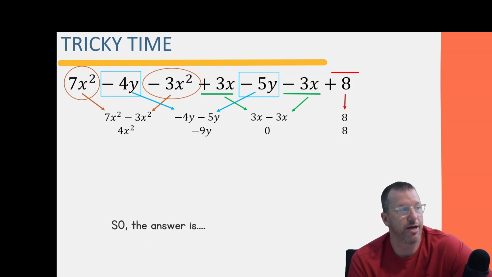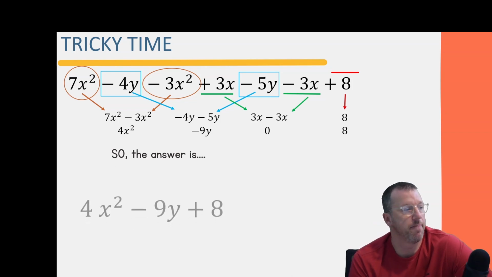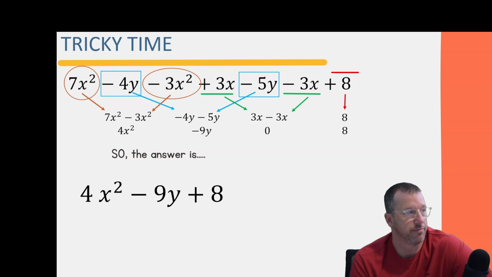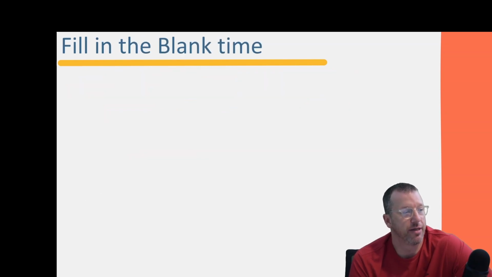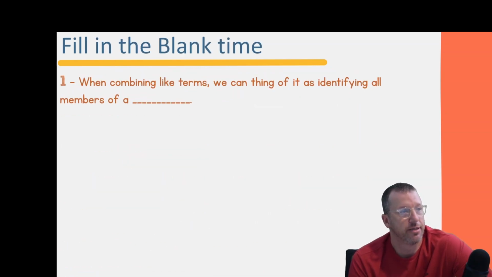So now we just need to write this over, right? We've simplified all of them as far as we can go. And so we have 4x squared, bring it down, minus 9y, bring it down. We don't need to bring the 0 down because it won't change the value of anything, because if I add 0 or subtract 0, it's still the same. So we can leave it alone. And we have 8. So we bring that down. That's it. So let's fill in the blanks.